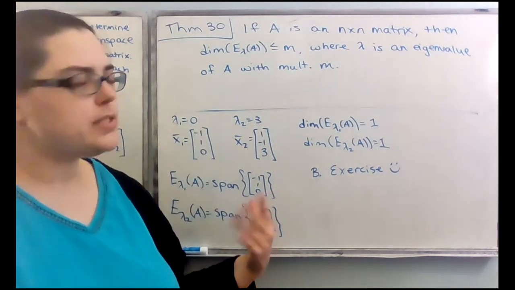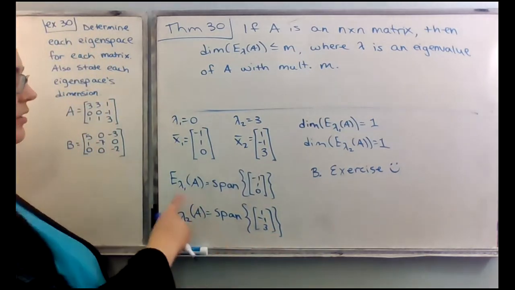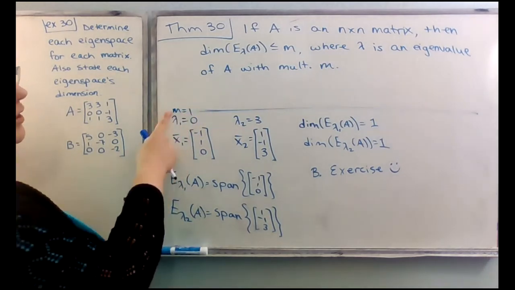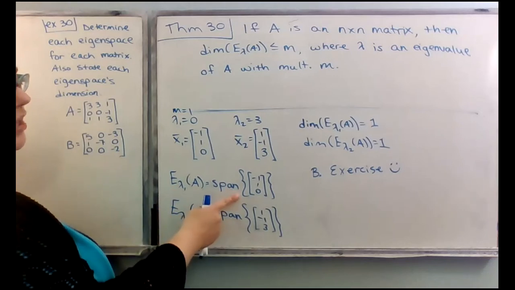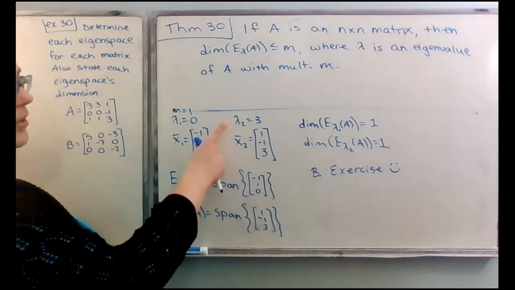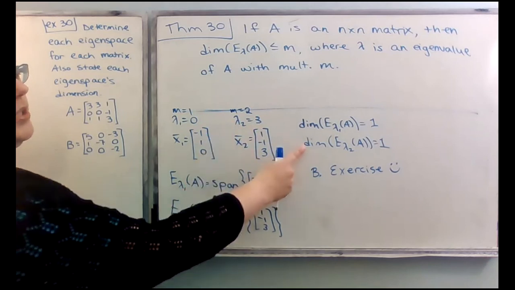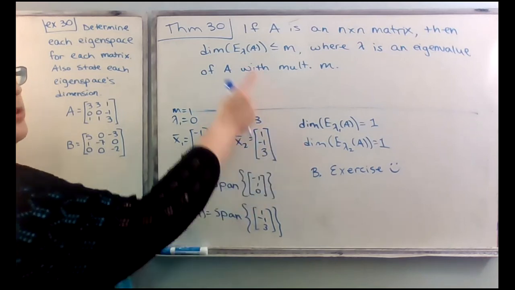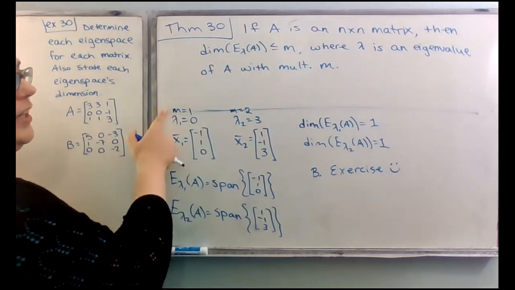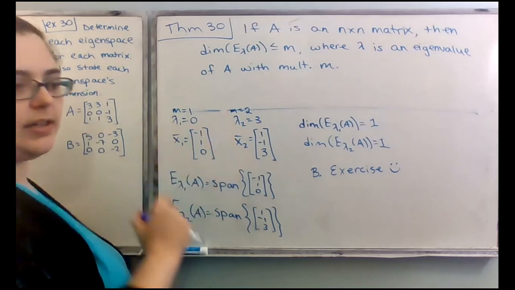So if we look at what happened in this previous example, lambda 1 had a multiplicity of 1, and we can see that the dimension of the eigenspace was also 1. Meanwhile, lambda 2 had a multiplicity of 2. This was our double root, but its dimension was only 1. So the dimension of the eigenspace is less than or equal to the multiplicity. It can equal it, as we did with the first one, or it could be less than, as it was with the second one.